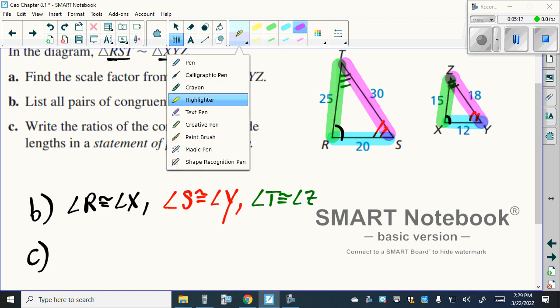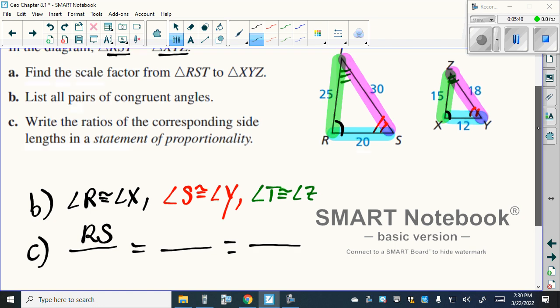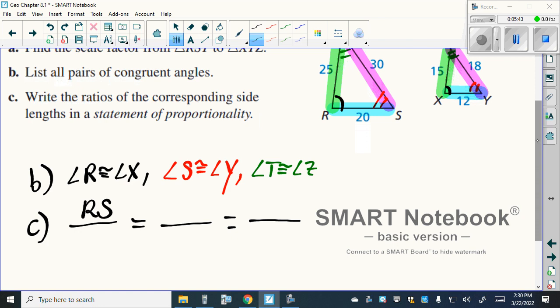Now that we have these set up, are there any questions on how the side lengths match up or compare to each other? Now the proportionality statement is just 3 fractions, and what we'll be using is the side lengths. We started out with RS, so we can put it on top. And we said what side matched up with RS? So we put XY on bottom.